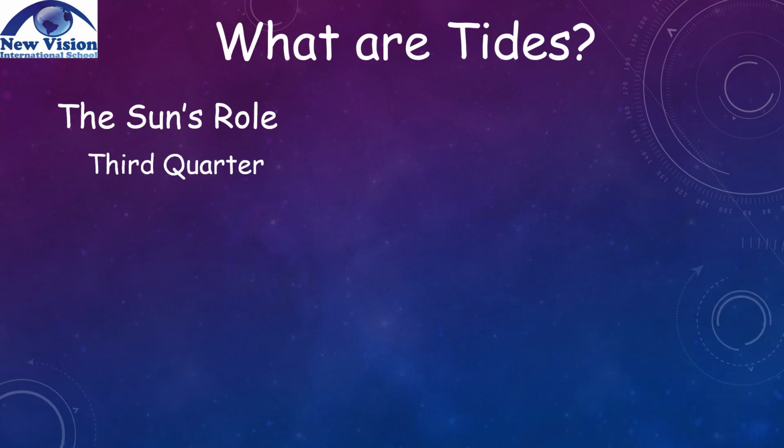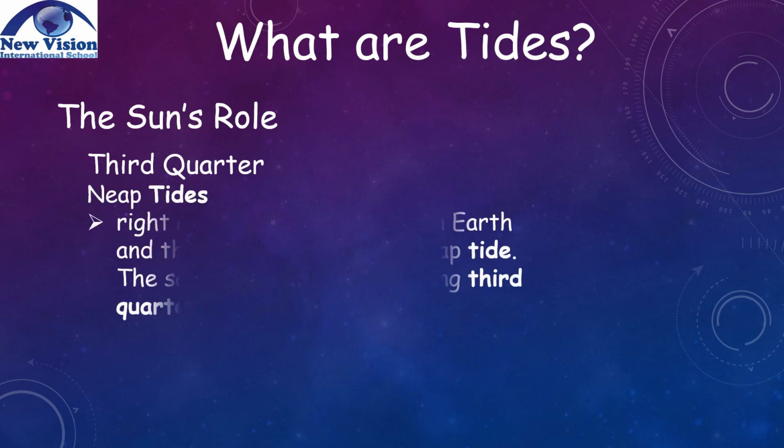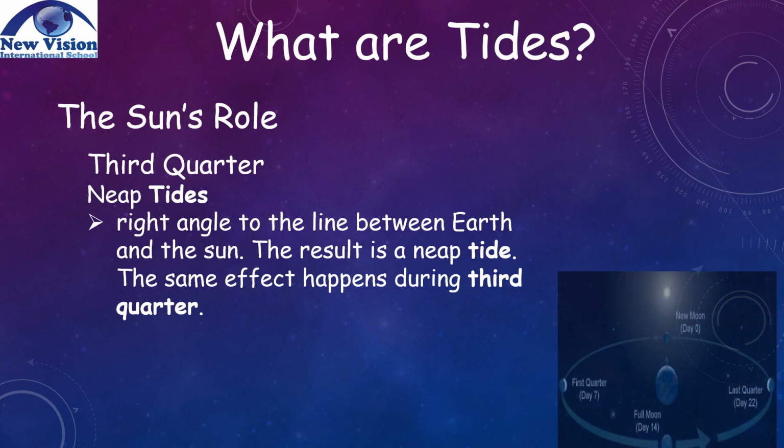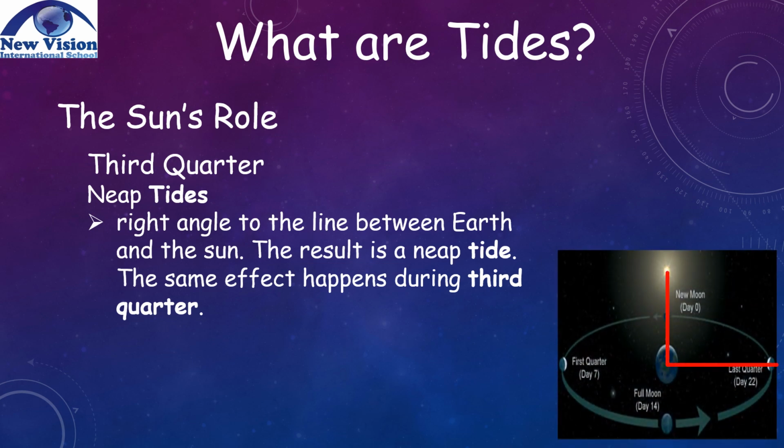Third quarter. Third quarter moon, the phase of the moon at which the moon as viewed from earth appears to be half illuminated by the sun on its easternmost side. So it also produces neap tides, at right angles to the line between earth and the sun. The result is a neap tide. So the same effect happens during the third quarter. So remember, neap tides occur during first and last quarter moons.